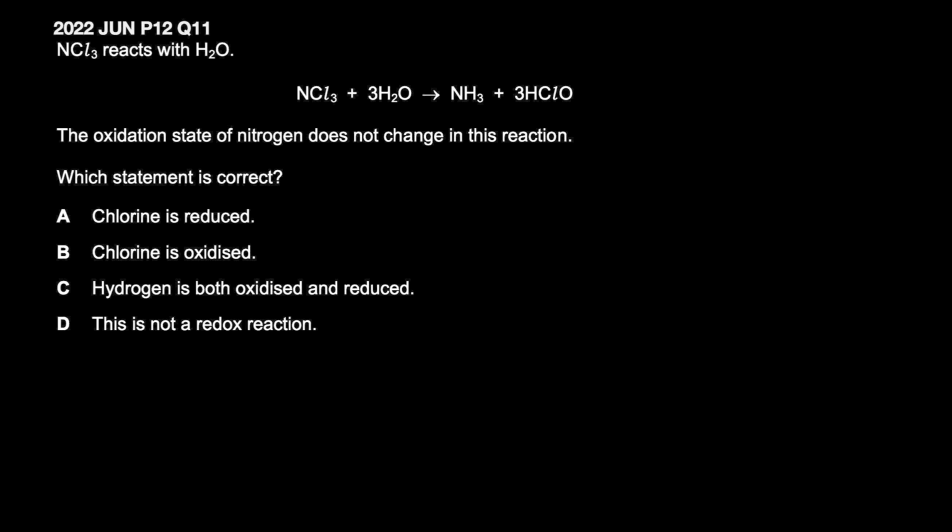NCl3 reacts with H2O. The oxidation state of nitrogen does not change in this reaction. Which statement is correct? Since the oxidation number of nitrogen is not changing in this reaction, it's easy for us to figure out the oxidation number of nitrogen in ammonia. If you think about ammonia, we have nitrogen, let's call it X, and 3 hydrogens which are +1, because hydrogen is bonded to a non-metal here, and the overall oxidation number is 0, so we get X is equal to -3. So the oxidation number of nitrogen here is -3, and that would also mean that the oxidation number of nitrogen in NCl3 is -3 because it's not changing in this reaction.